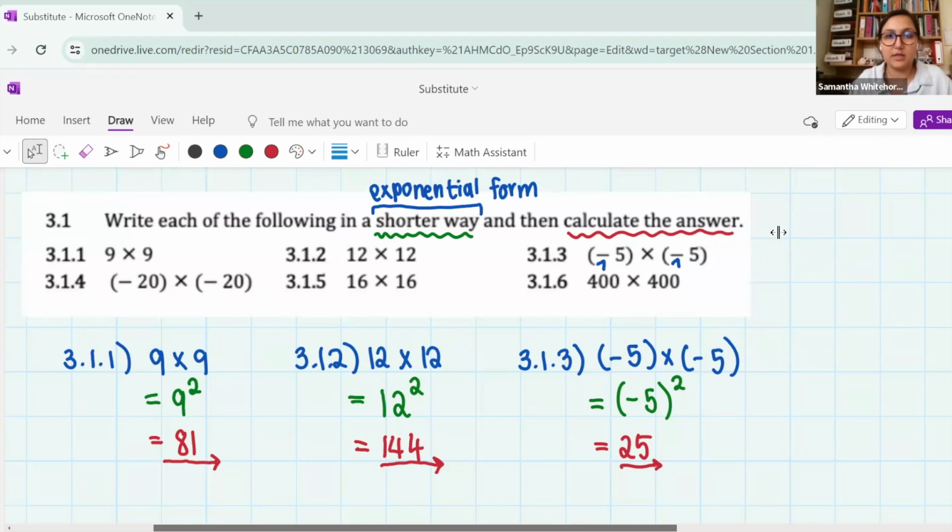Okay, so guys, write it in the simpler way or the shorter way, and then find the answer for me. Was on it. Nice, guys.